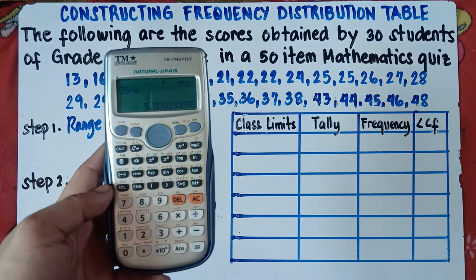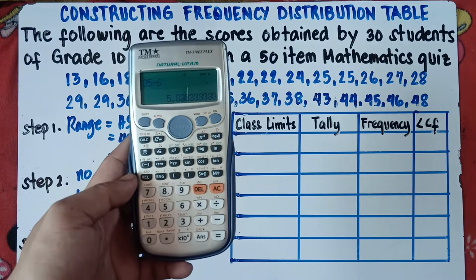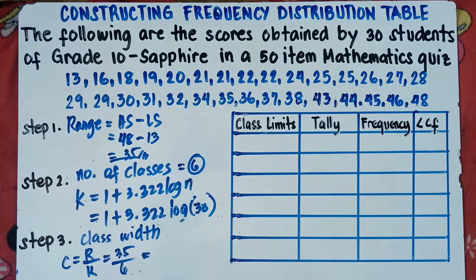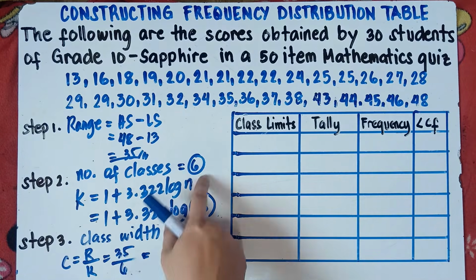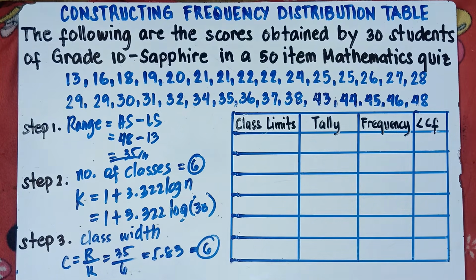The answer is 5.83. So once again, 35 divided by 6, that is 5.83. So range divided by the number of classes, that is 5.83. So you can round it up to 6. Once again, class, for the class width and the number of classes, you always round up.